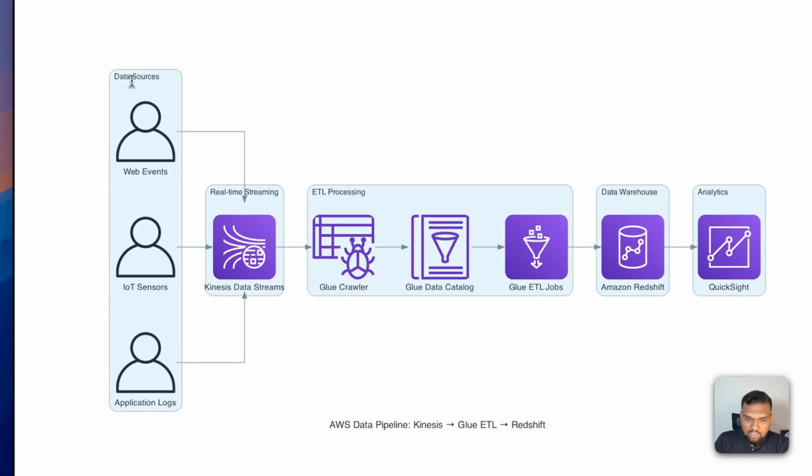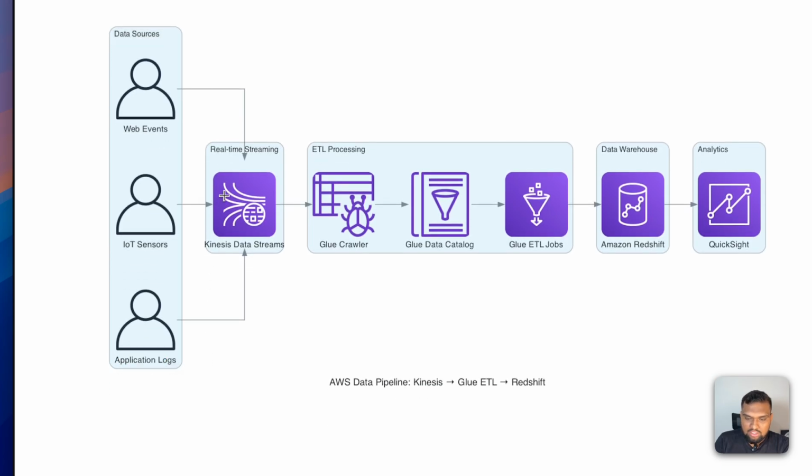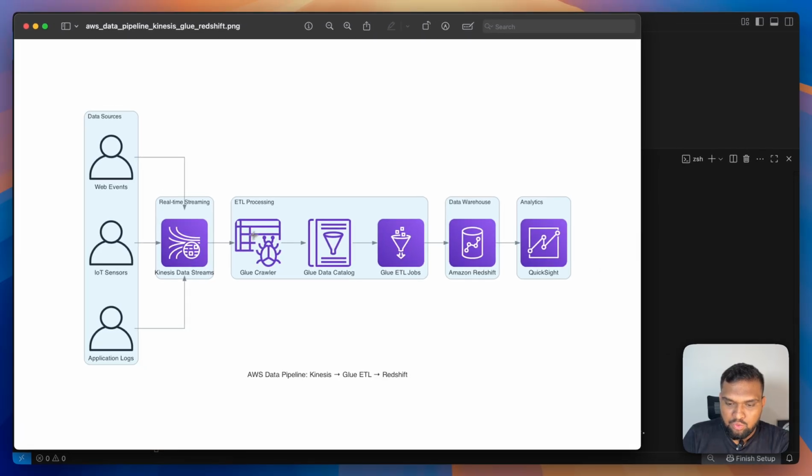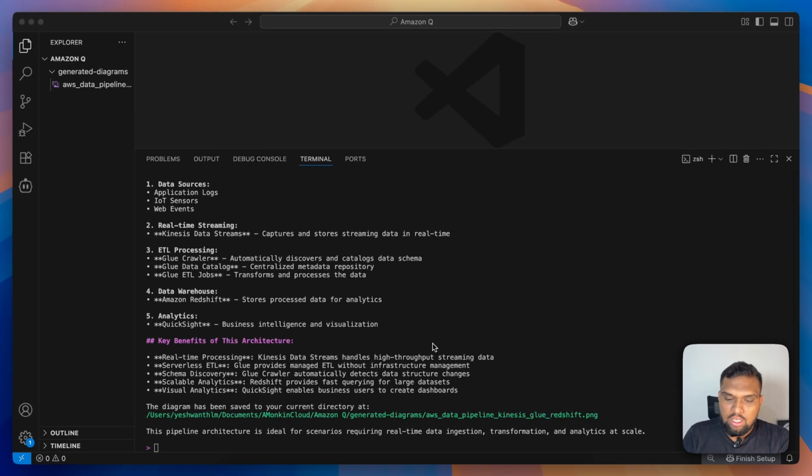Okay, so if you see here, this is the data source: web events, IoT sensors, application logs, and this is the Kinesis data streams. Then it goes to Glue crawler ETL processing, then Glue Data Catalog, Glue ETL jobs, then finally the data warehousing part, Amazon Redshift, then using QuickSight analytics. All this was generated with just a single line of prompt, right? That's how cool the MCP servers are in helping cloud and DevOps engineers, and also data engineers at the moment. That is what I wanted to show you in this particular demonstration.